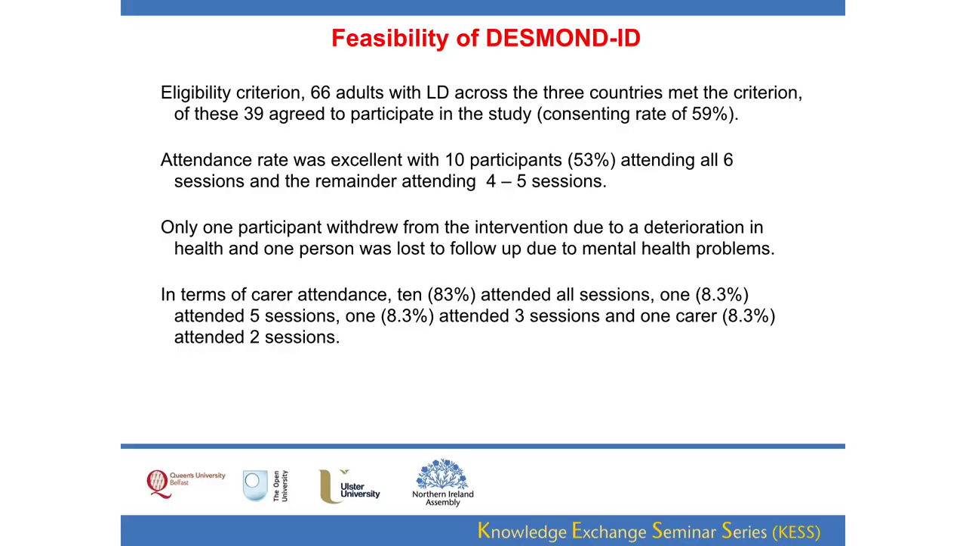So it was delivered for 7 weeks. The first week was for family carers only, and then for the following 6 weeks, the family carers or paid carers and the people with learning disabilities came along to the programme. In relation to the feasibility aspect, we have very good attendance rates. Over half of the participants, 10 of them, attended all the sessions, and the remainder attended 4 of the 5. That was quite good attendance.